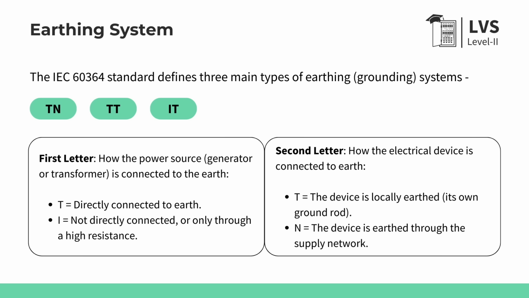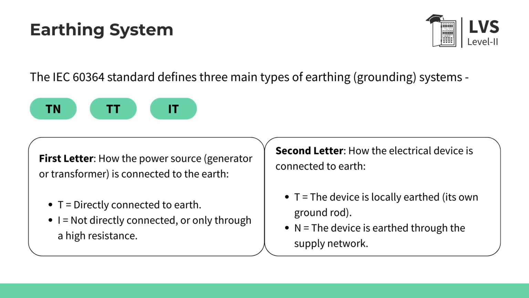Then let's talk about the second letter. It talks about the connection of exposed parts, for example, the frame of a medium voltage switchgear panel. T means exposed conductive parts connected to a local earth electrode. That means you have a local earth pit and you are connecting everything to that locally. Then we also have N. N means exposed parts connected to the supply system neutral. From the supply side, you have got a dedicated conductor for earth and you have connected the exposed part to that conductor. Here, no local earth electrode is involved.